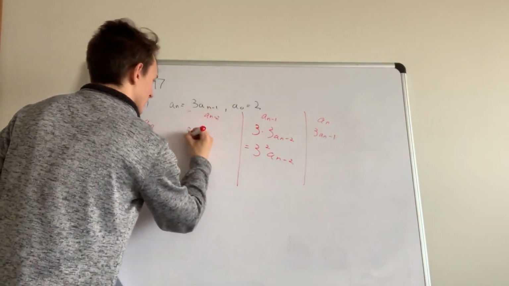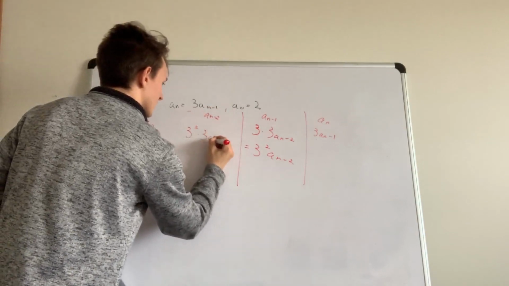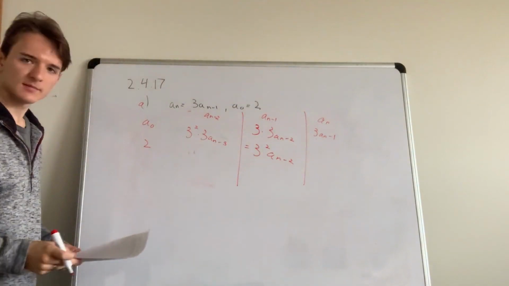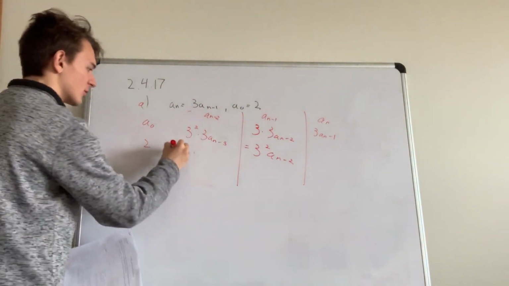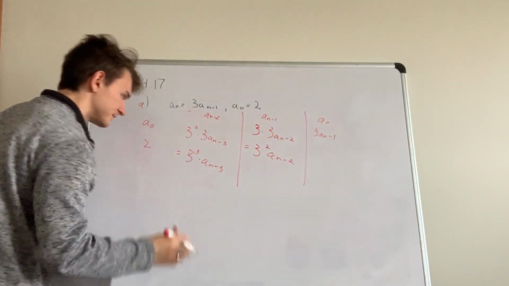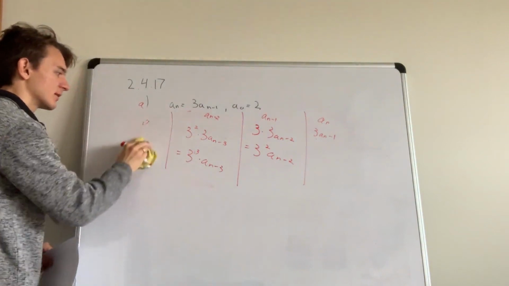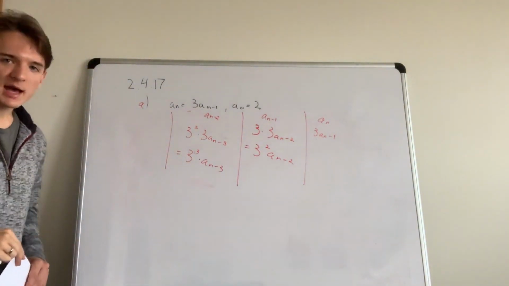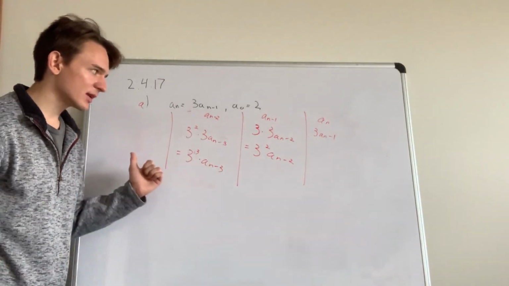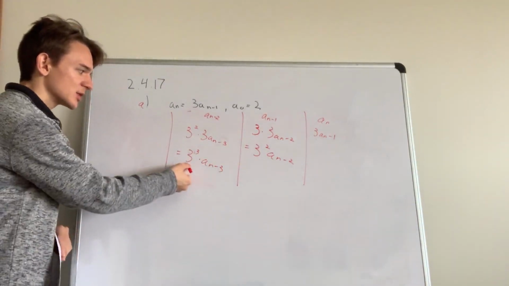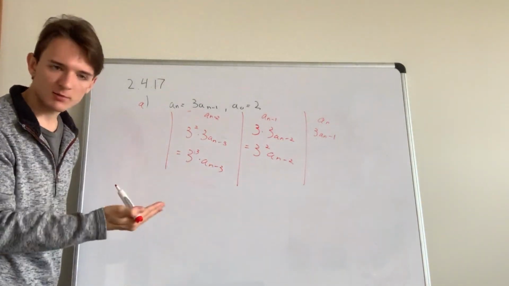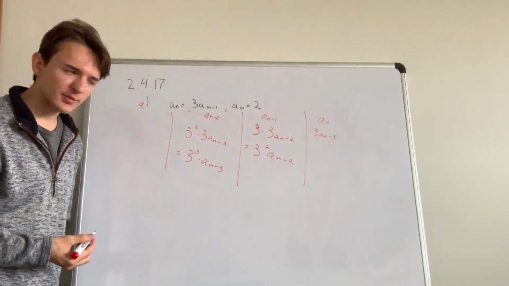So what do we get? We get 3 squared times 3 times a of n minus 3. That makes sense to everybody. And of course, this simplifies to 3 to the power of 3 times a of n minus 3. And at this point, we can see a pattern emerging, and recursion is all about patterns. So every time we go down 1 in our iteration, we see the superscript of 3 increase by 1. We see the subscript of a decrease by 1. So we can generalize a formula.